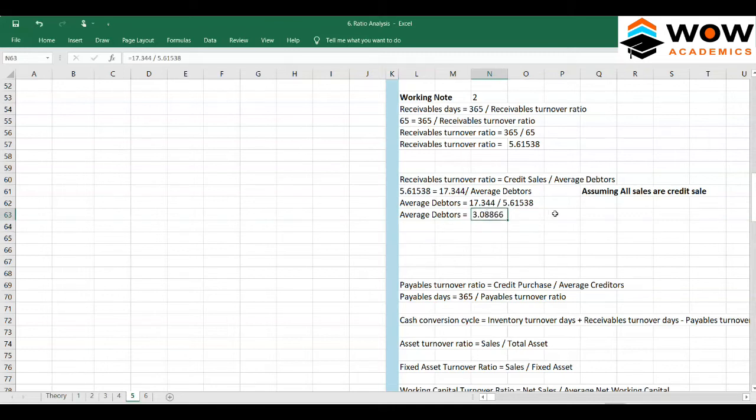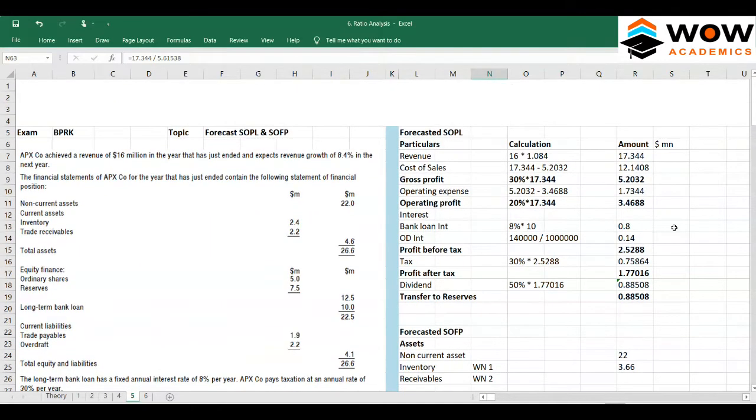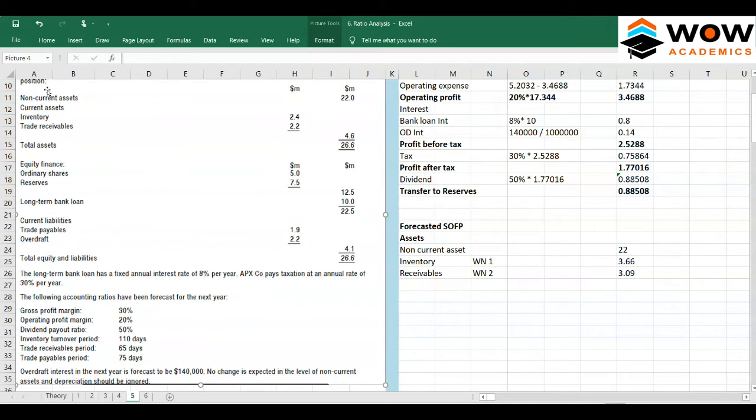Our answer comes to 3.0886. That is going to be our average debtors. We can round it off to 3.09. Our receivable is 3.09, so we got that. Let's see what other numbers are missing from the asset side. From the asset side, we don't have any other numbers. We can get the asset total.